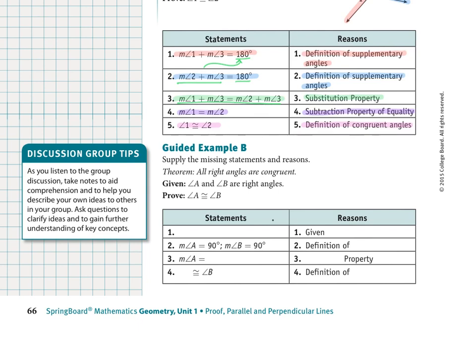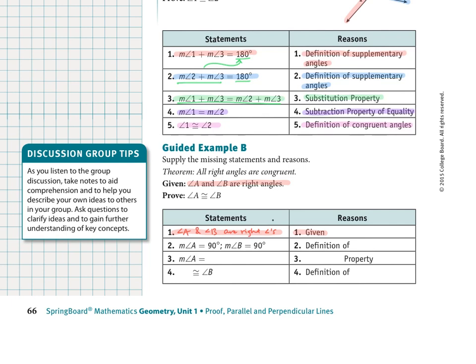A lot of times when we are going through geometric proofs, what they give us initially, that given piece of information, is usually our first statement in proofs, or one of the first few statements. So we have angle A and angle B are right angles. So I'm going to fill that in here. Angle A and angle B are right, and I'll abbreviate angles. And like I said, that's our given piece of information. So that's our reason filling it in. It's our given.